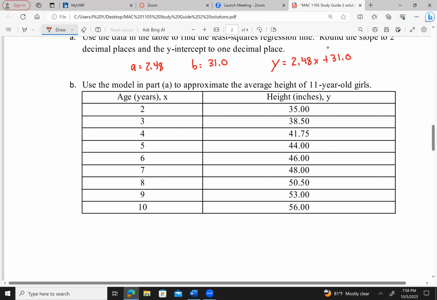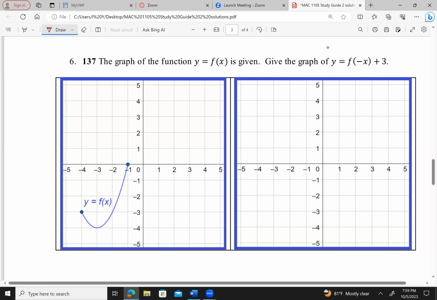Next, we're looking at another graph. We have the graph of function y equals f of x is given. We want to give the graph of y equals f of negative x plus 3. So, remember horizontal or vertical? Go back to that previous problem. What did we do on problem 3?